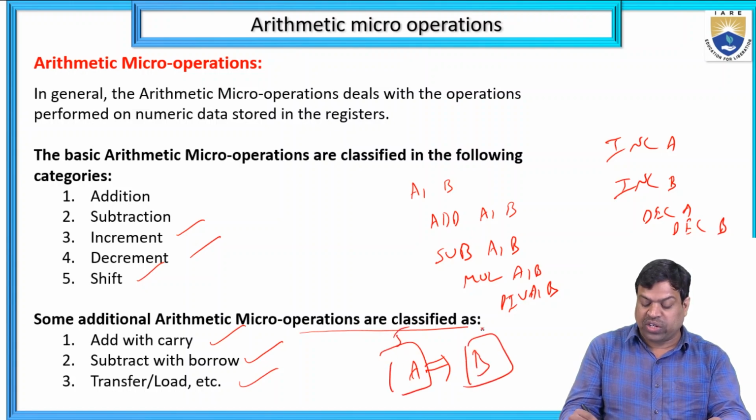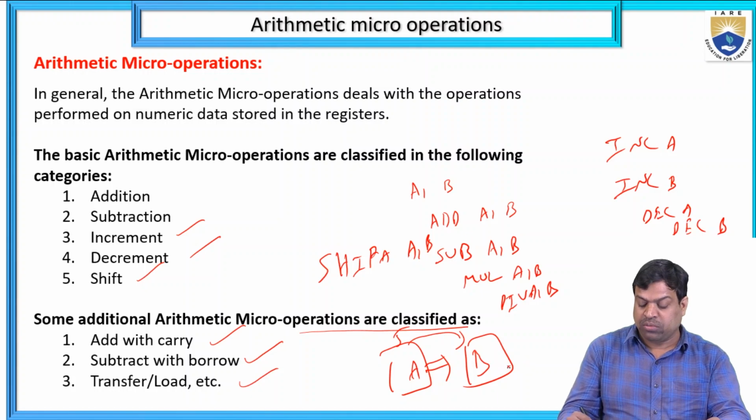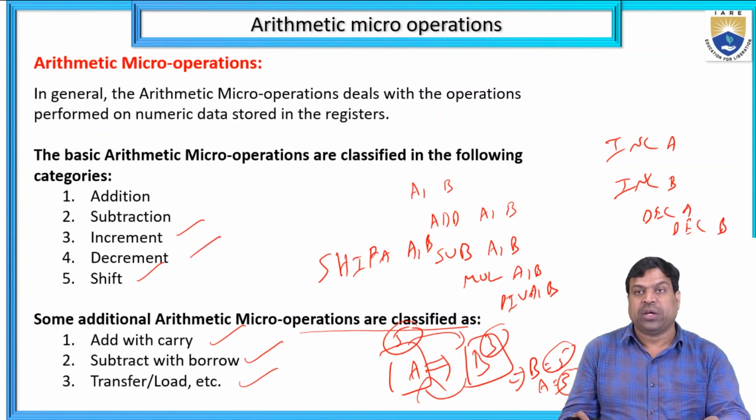Suppose A equal to 5 is there. I want to shift this value to B. Is it possible? Yes, it is possible. After the shift operation, shift A to B means 5 is going to B. After the shift operation, B equal to 5 and A equal to empty. Or suppose I'm giving B equal to 3. Shift B to A means the B value is shifted to A, so A equal to 3. Originally A equal to 5, B equal to 3. After the shifting, B equal to 5, A equal to 3. So, like this. These are the arithmetic micro operations.